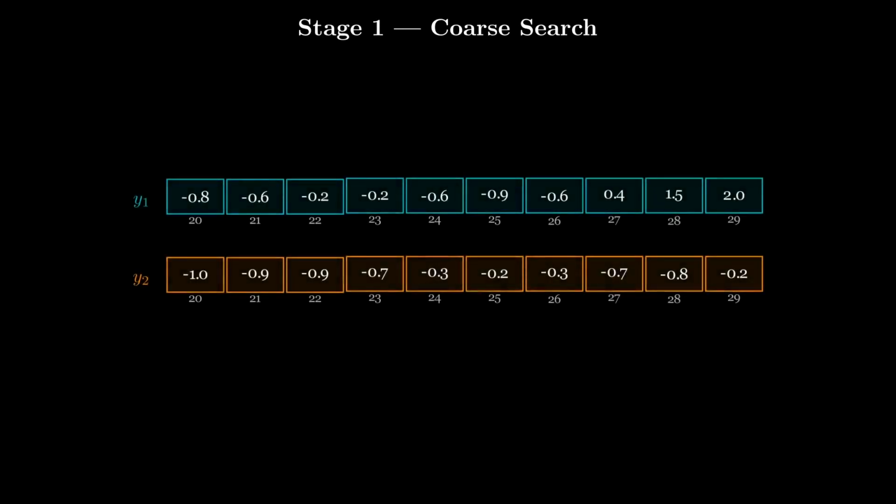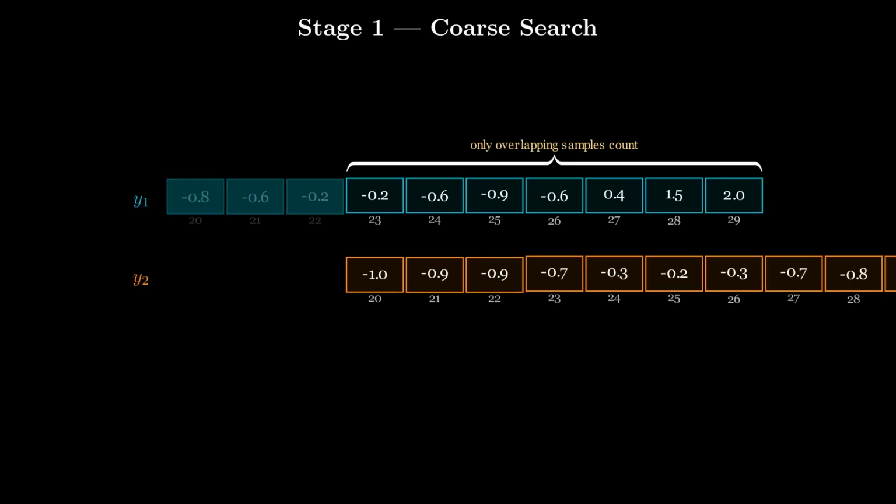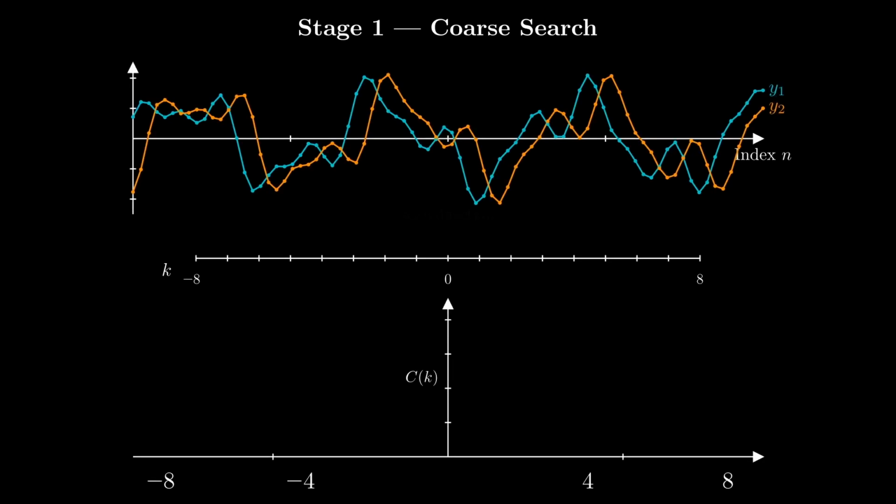In the first stage, we forget about time entirely. We treat y1 and y2 simply as arrays of numbers and slide one past the other by integer index offsets. Because we skip interpolation altogether, we can scan a very wide range of shifts cheaply. And by sweeping the full range, we're far less likely to get trapped in a local minimum.